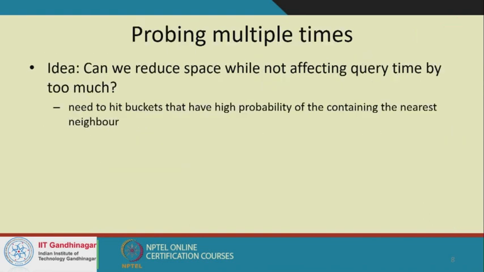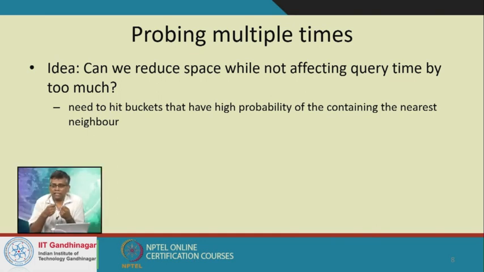So, can we do better? Since space is our main concern, can we reduce space? We have to do some trade-offs. Can we reduce space while not affecting query time by too much, so that I'm willing to pay a little more when doing the query? Not as bad as linear search, but maybe a little more than what is promised by the locality-sensitive hashing algorithm, but I want to reduce the space drastically.